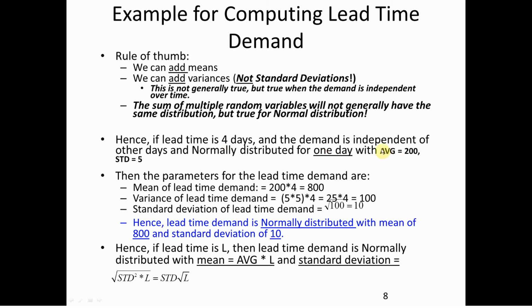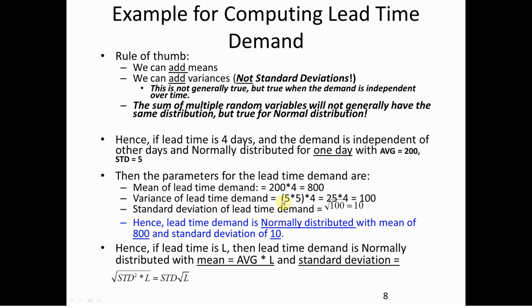So let's say the demand per day for our product has an average of 200 units and a standard deviation of 5 units. Then the parameters for the lead time over 4 days would be 4 times 200, because every day we're demanding on average 200 units, and we can add those up. Okay, so that's going to be 800 units over the 4 days, or over the lead time.